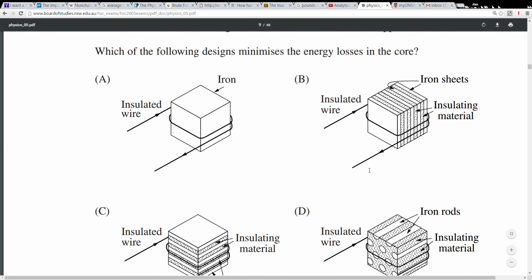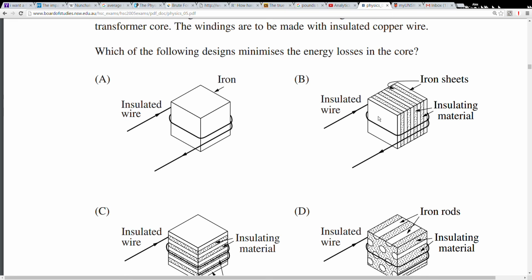Alright, so this is just a memory question. It has to be B. It can't be C because you're still going to get large eddy currents in those planes. And D will still get quite a bit of eddy currents, while A is just a block. With the insulating material between the iron sheets, you're essentially making the eddy currents really, really small because it's perpendicular to the way that eddy currents flow, and thus you limit the area. So the answer here is B.